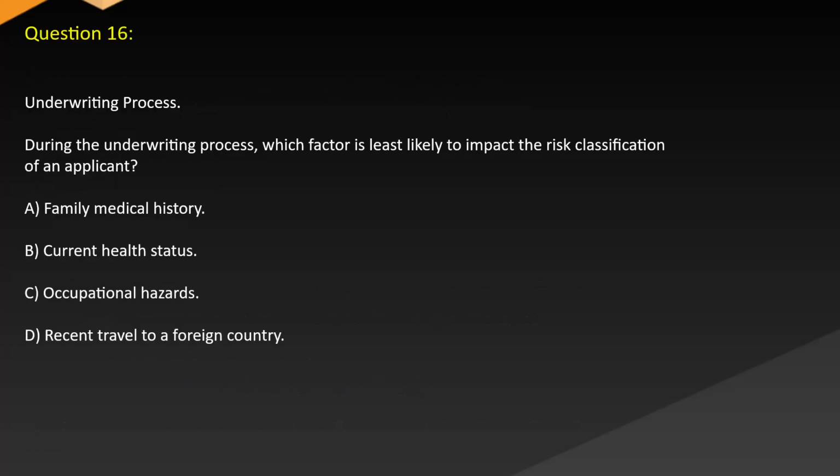Question 16. Underwriting process. During the underwriting process, which factor is least likely to impact the risk classification of an applicant? A. Family medical history. B. Current health status. C. Occupational hazards. D. Recent travel to a foreign country.